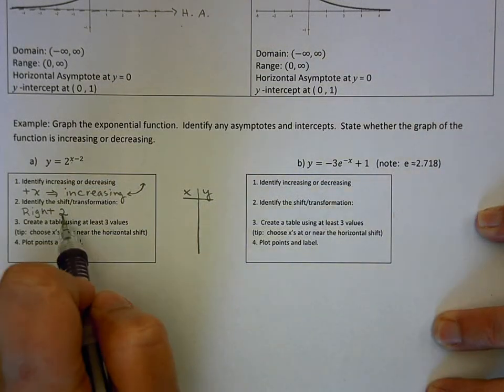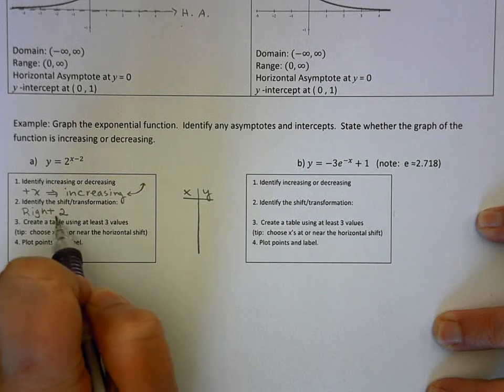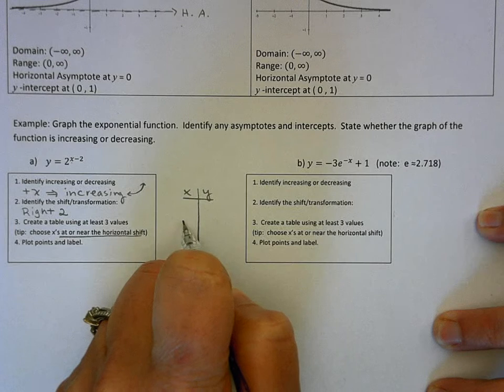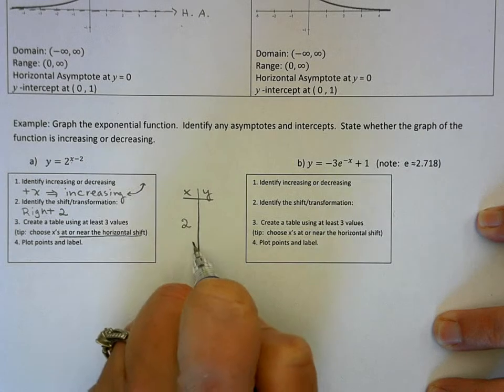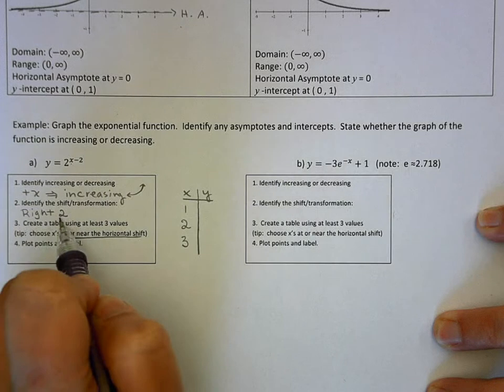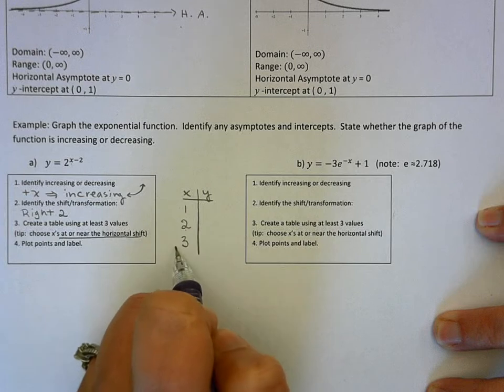So I always like to start around where my shift is, the horizontal shift, which is at 2. I usually make that my middle number, and then I pick one number smaller and one number bigger. So whatever my horizontal shift is, that's where I start, in the middle, and then one number smaller, one number bigger.